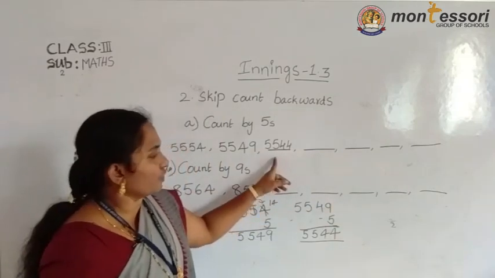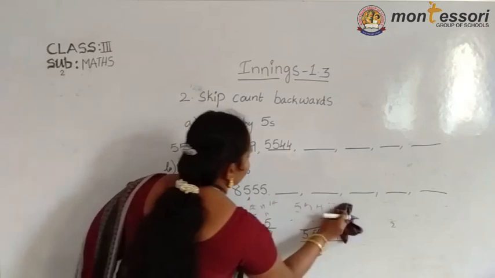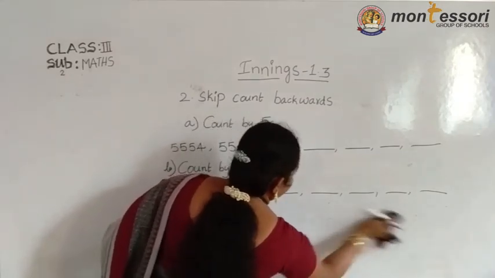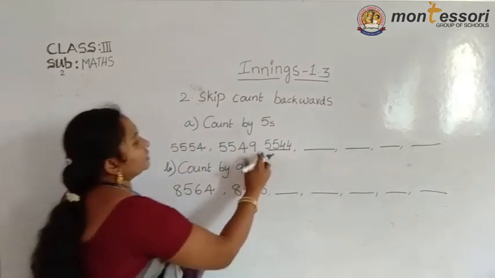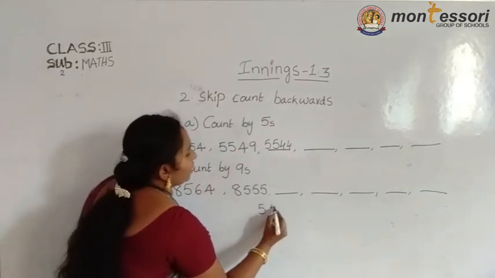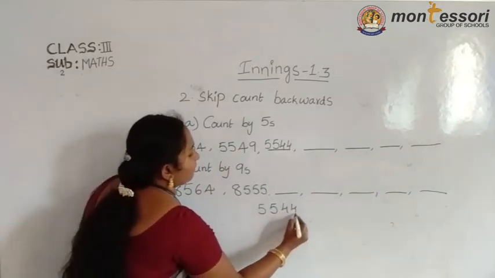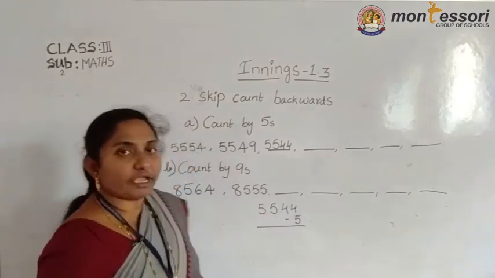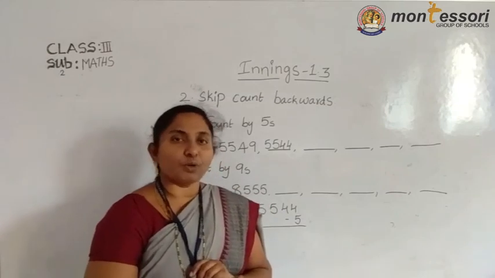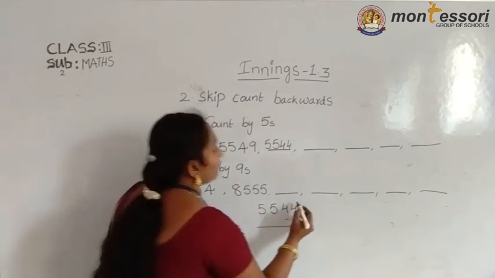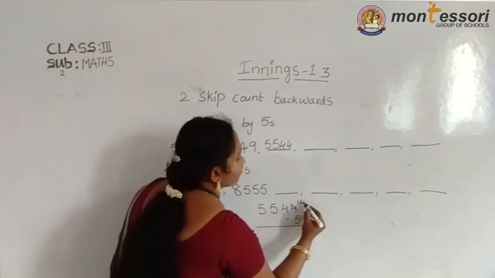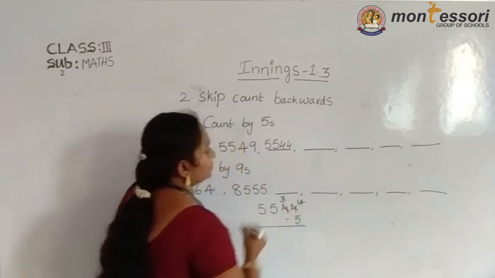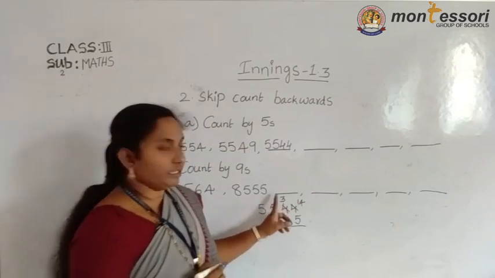Okay. Now first one over. Now I am going to the second one. Now here, 5544 minus 5. Okay. 4 minus 5, is it possible? No. What can we do? We can take a borrow. Now here 4 changes into 14 and 4 is subtracted here 3.